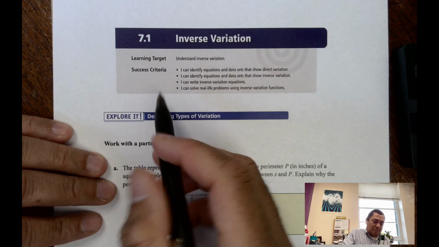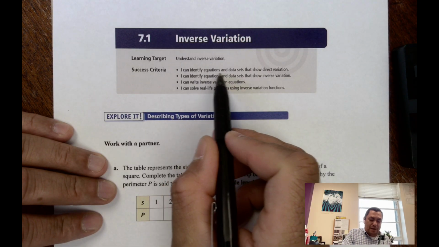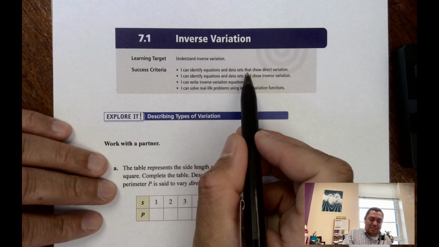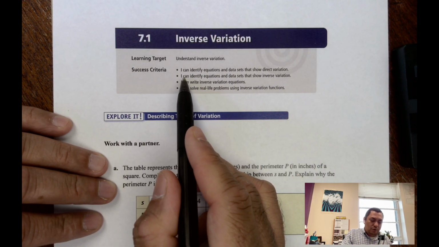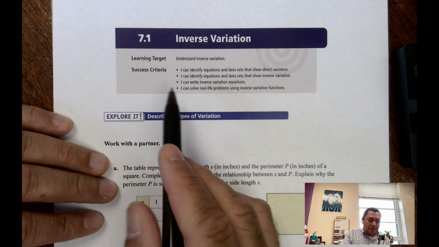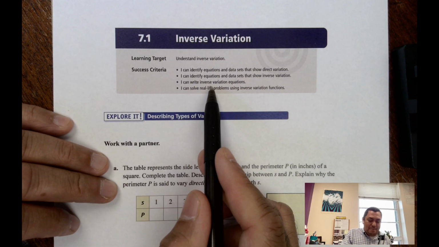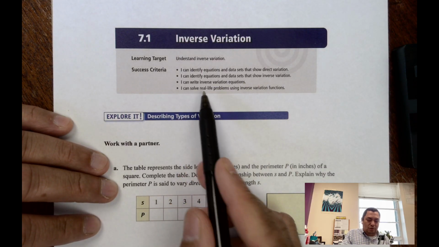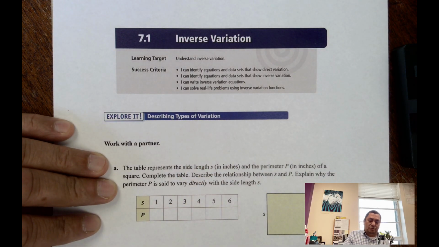Some of the success criteria: I can identify equations and data sets that show direct variation. Also, I can identify equations and data sets that show inverse variation. I can write inverse variation equations, and I can solve real-life problems using inverse variation functions.